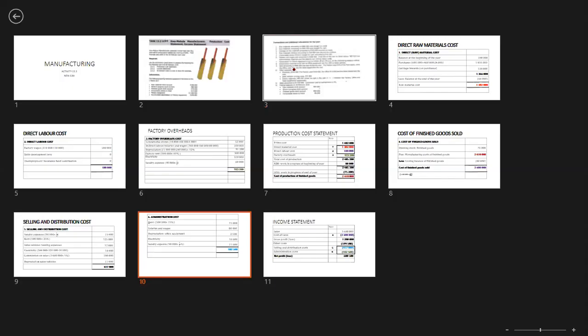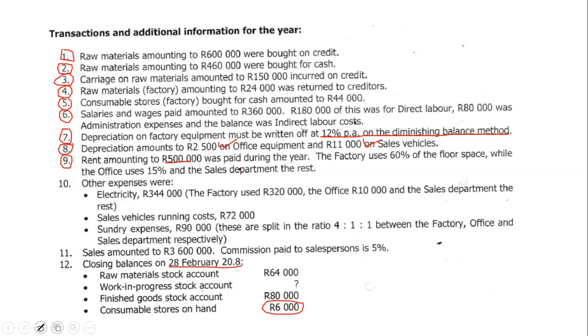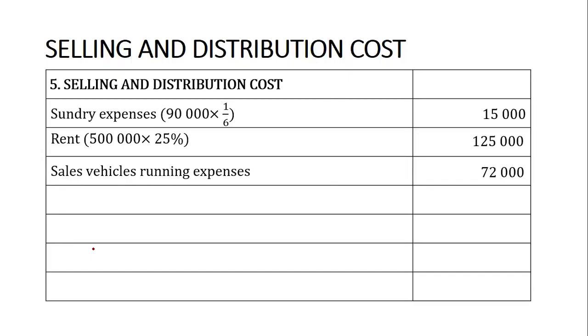Actually, that was the percentage for rent, sorry. The rest was 25%. So 500,000 rand times 25% will go to selling and distribution. You're going to multiply it by 25%, and that will give you 125,000. Are you fine with it?